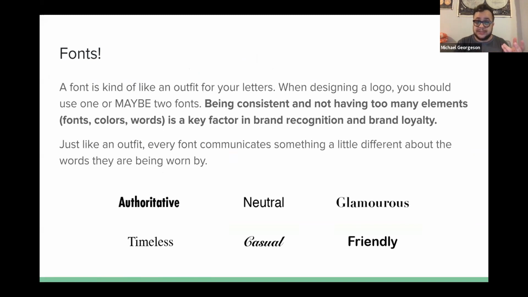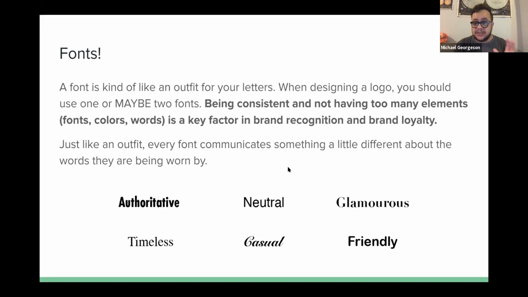You should use, like I said, one or possibly two fonts. Part of having a successful brand and having people recognize your brand and keep coming back to your brand is being consistent. Part of that means having as few fonts as possible. So using few fonts and few colors and using those same elements throughout all of your communication.